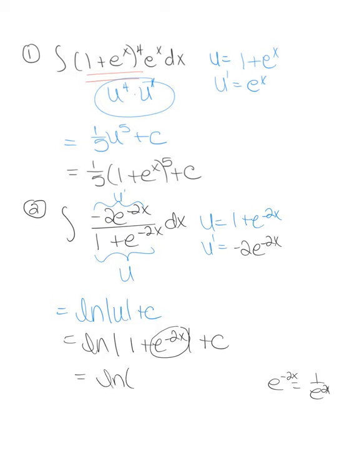So the final answer is going to be the natural log of 1 plus e to the negative 2x all plus c. Remember, it's perfectly okay to leave that e to the negative 2x since we don't know what x is, but you must, absolutely must, get rid of your absolute value on that.